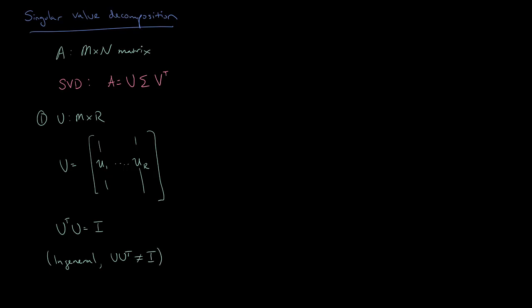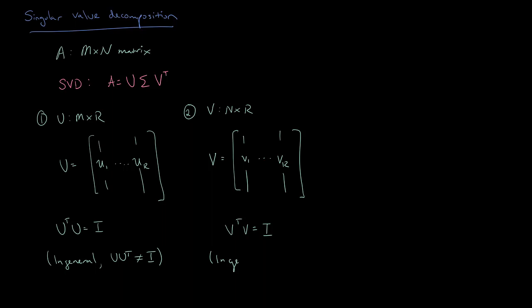Just because we have orthonormal columns does not mean we will have orthonormal rows. There are some special cases where this holds. We'll talk about this in a little bit. Second, V is an n by r matrix, and it's very similar to U. So V has r columns. These columns are orthonormal. Again, we can't expect that V V transpose is equal to the identity in general.